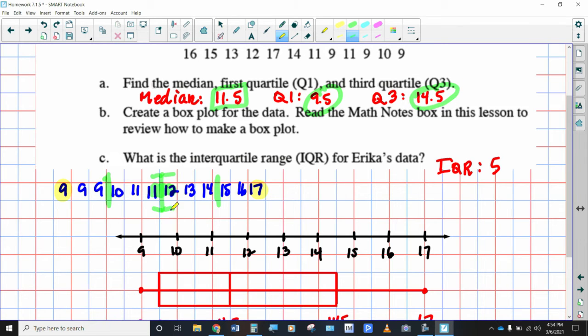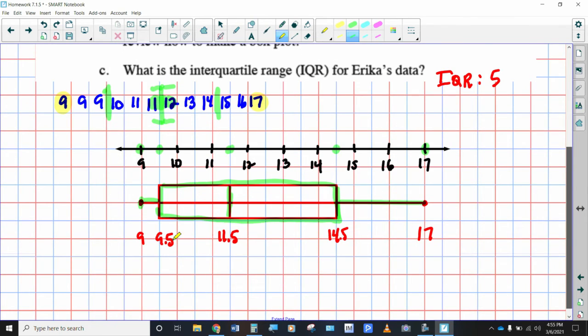So your minimum is 9. Your lower quartile is going to be at about 9.5. Your median is at 11.5. Your upper quartile is at 14.5, and your maximum was at 17. So we're going to find each one of these points below a line, box in the interquartile range, and you've got your box plot. When you finish your box plot, you should always label each one of these numbers as a part of your box plot. That completes the process.